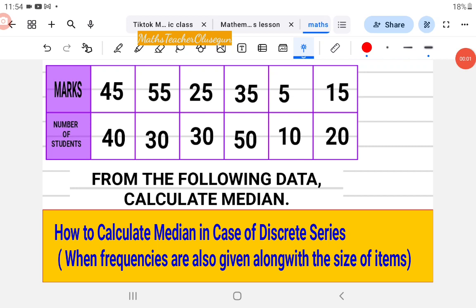Calculate median. In case of discrete series, the meaning is this: when frequencies are also given along with the size of the item. Let's start solving it.